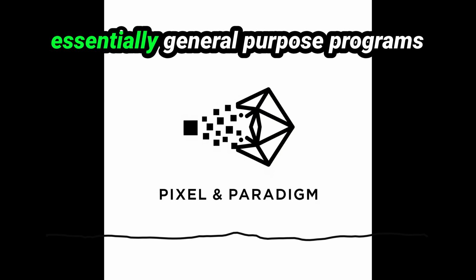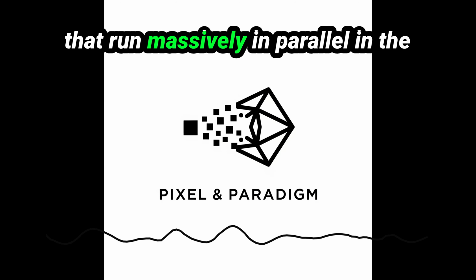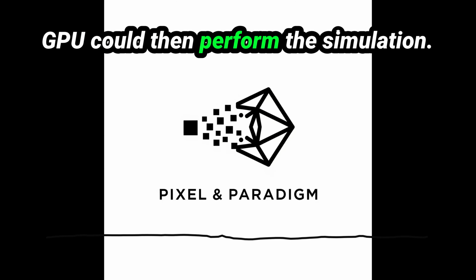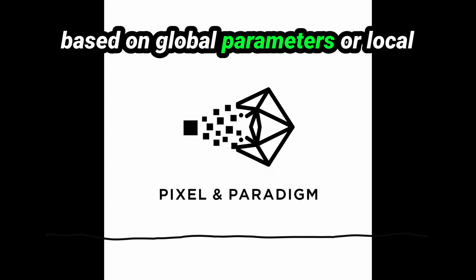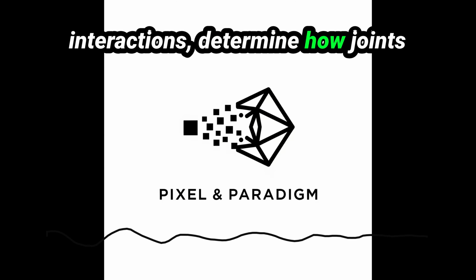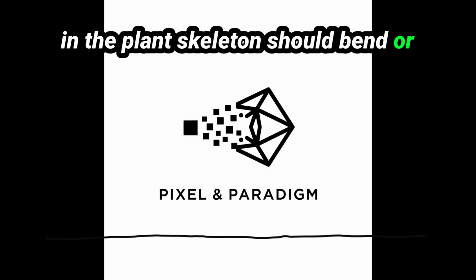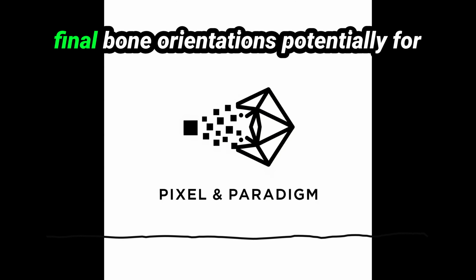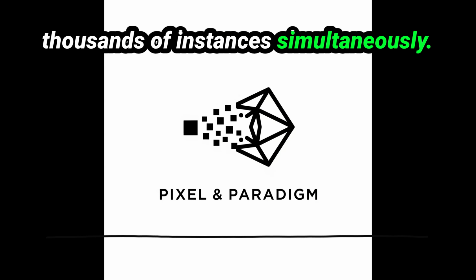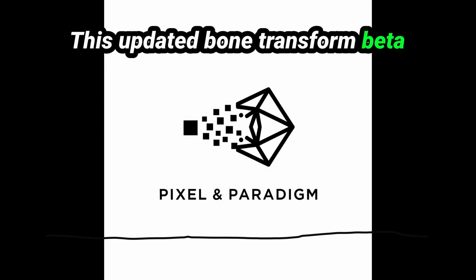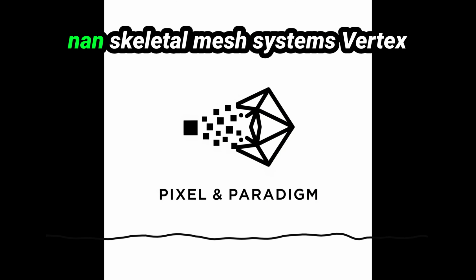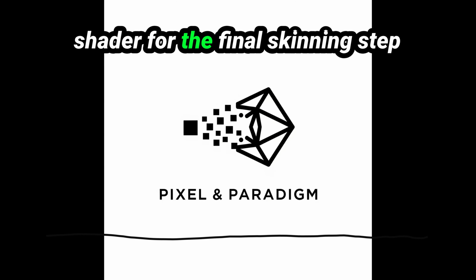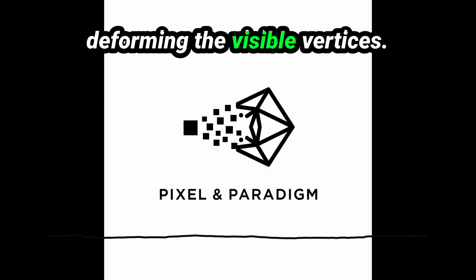Compute shaders, which are essentially general-purpose programs that run massively in parallel on the GPU, could then perform the simulation. They could calculate wind forces based on global parameters or local interactions, determine how joints in the plant skeleton should bend or twist in response, and calculate the final bone orientations, potentially for thousands of instances simultaneously. This updated bone transform data, now living entirely on the GPU, would then be consumed directly by the Nanite skeletal mesh system's vertex shader for the final skinning step, deforming the visible vertices.